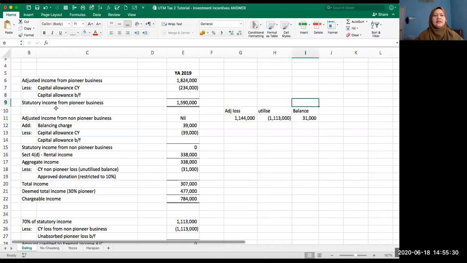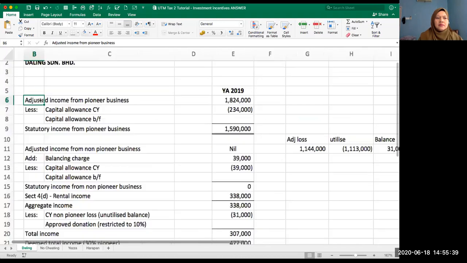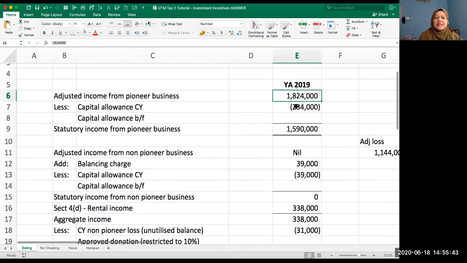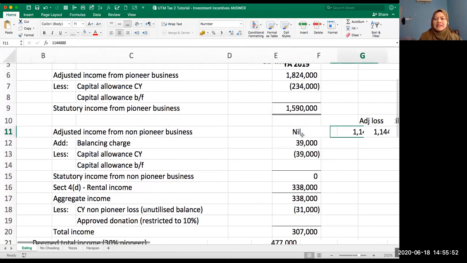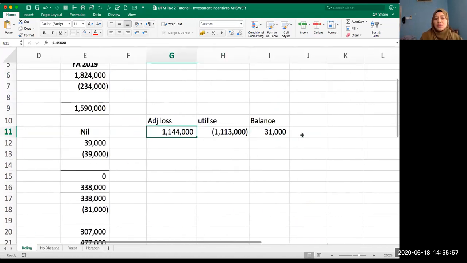Yes. So how it looks is that for Darling, you have adjusted income. I purposely do not show this. You have adjusted income from your Pioneer 1824 minus current year capital allowance, so you have 1590. Then you go into your non-Pioneer, you have a nil. Remember that you have adjusted loss of 1144. I just write down here to show the workings of your adjusted losses.